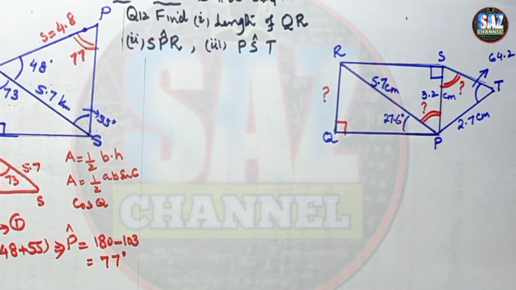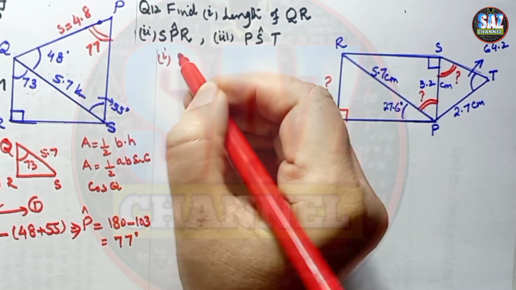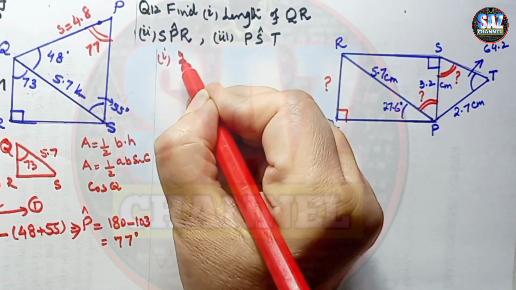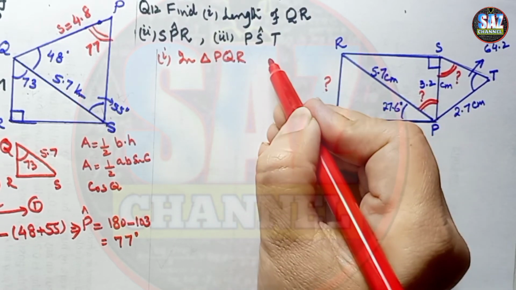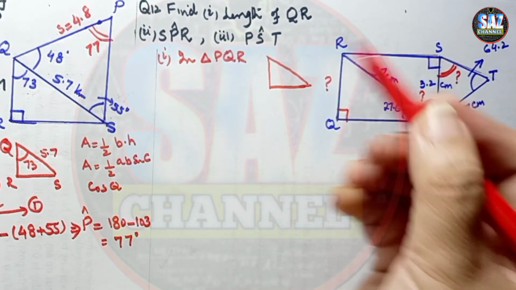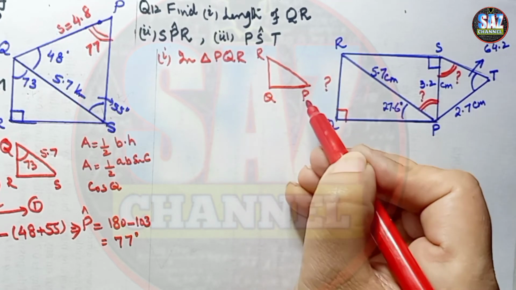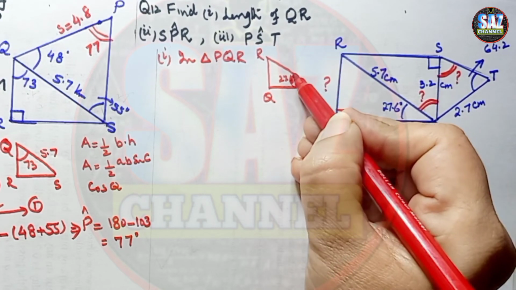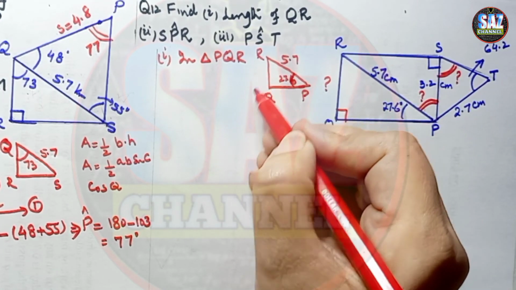So for the first requirement of the question, in triangle PQR, it's always good to make small diagrams for reference, for better understanding of the question. This is R, Q, and P, and this side is 27.6, and this is 5.7, and this is unknown in the question.